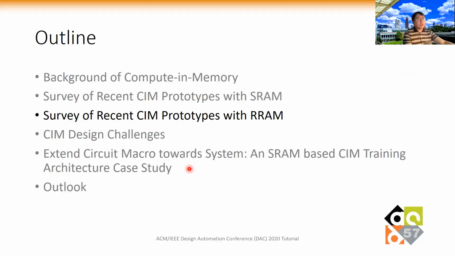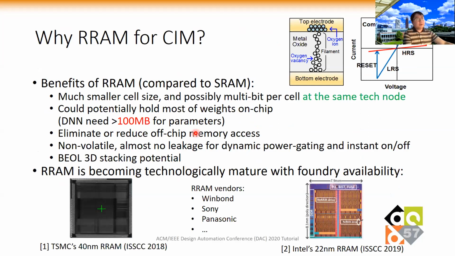All right, let's move on to the next topic, the RRAM-based prototypes. So why RRAM? Michael has already introduced the basics of the RRAM devices. Basically, it's a 2-terminal resistor where you can change the resistance by applying positive or negative voltages. Compared to the SRAM, RRAM offers much smaller cell size, possibly multi-bit per cell at the same technology node. I have to emphasize, at the same technology node.